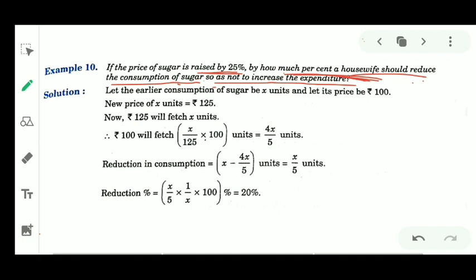Okay, so let the earlier consumption of sugar be X units. Earlier consumption is X units, and the price for the same is 100. Now the new price of X units equals 125, because the price of sugar is raised by 25%. So the new price of the same amount of sugar equals 125. Now 125 rupees will fetch you X units. So 1 rupee will fetch you what?